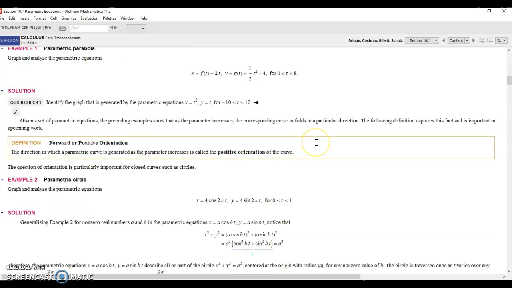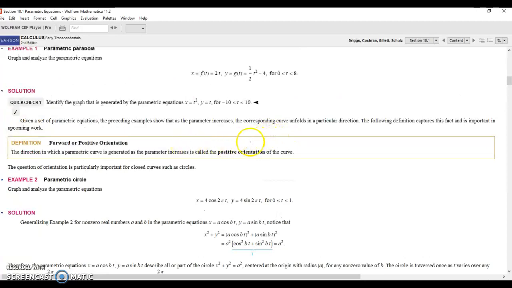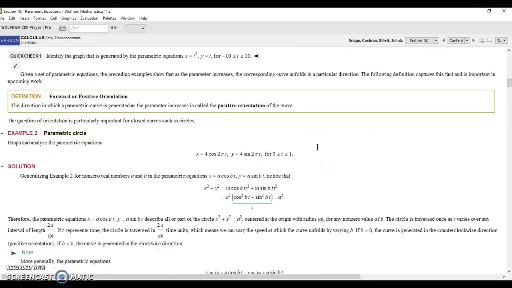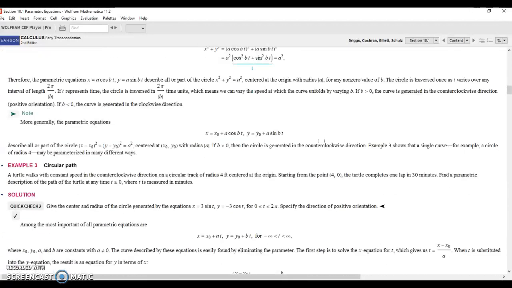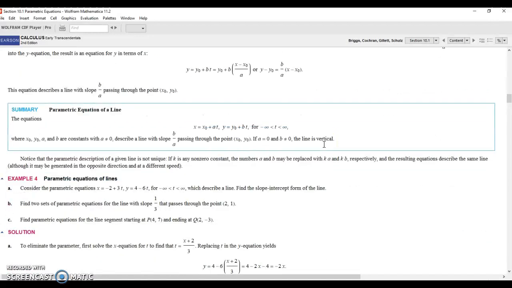One other thing that we need to look at here is forward or positive orientation. The direction in which a parametric curve is generated as the parameter increases is called the positive orientation of the curve. A lot of times we think about t as time, but it doesn't have to be. Whatever the parameter is, as the parameter gets bigger, the direction that you're drawing the curve is the positive orientation of the curve. A couple other important things that we need to consider are parametric equations of lines and parametric equations of circles. Let's start with lines.